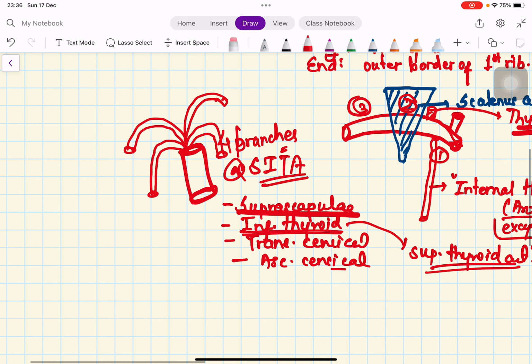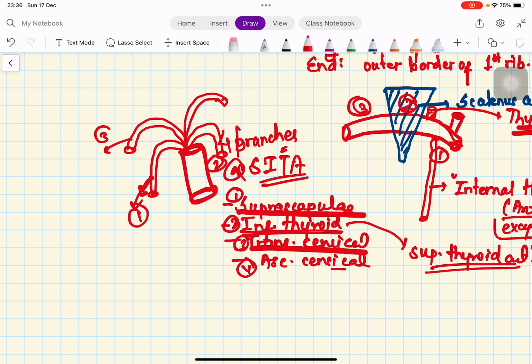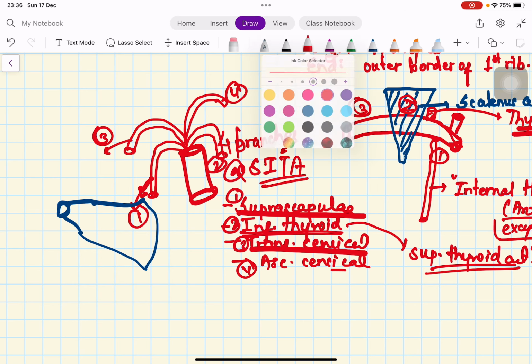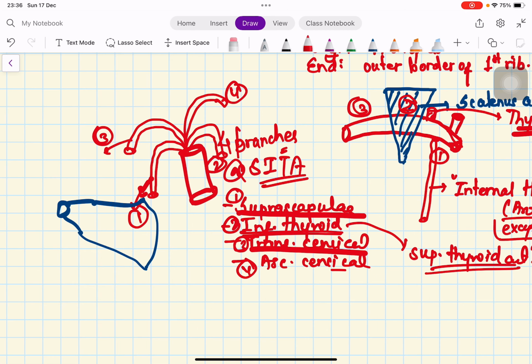This is the suprascapular artery, and this is the transverse cervical artery. If I have 1, 2, 3, 4, these two are going towards where? Towards the scapula. Means these two, the 1st and 3rd arteries, are involved in making the scapular anastomosis, my suprascapular artery and my transverse cervical artery.